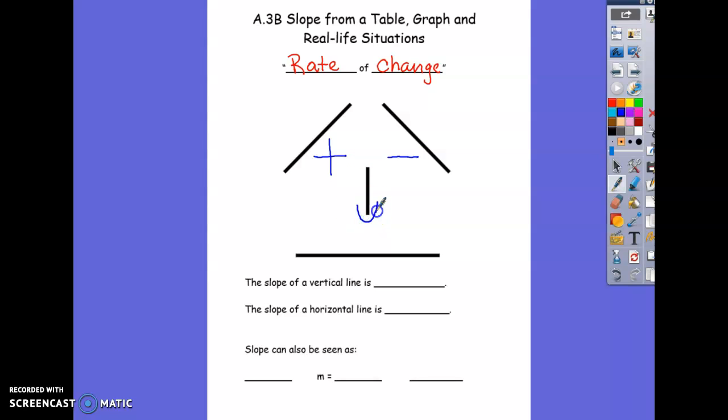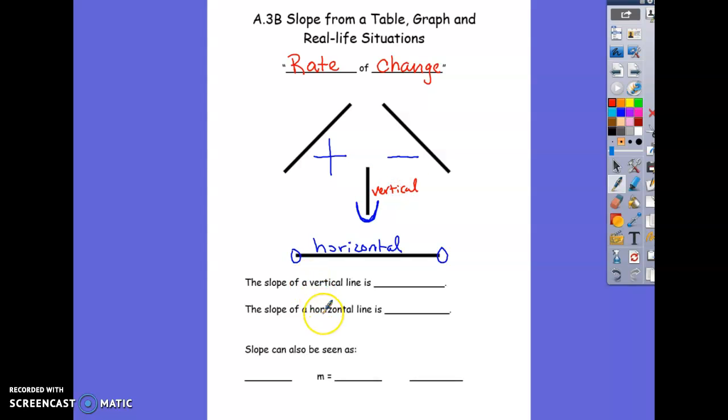What about this one? Undefined. It has a U like for the nose, right? Undefined. And then what type of slope is this one? 0. So it's like the dimples or the smile at the end. Zeros, right? These lines are called horizontal. I want you to write that down. Oh, actually, they're here. This is horizontal. And these, the up and down ones, those are vertical.